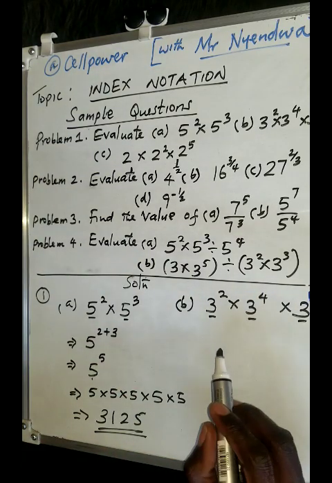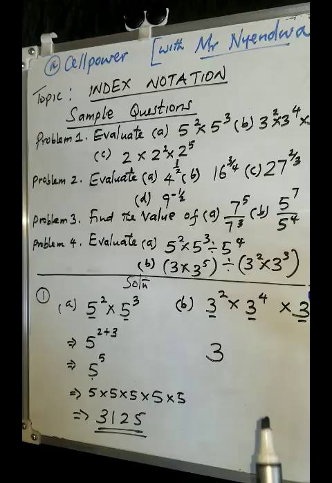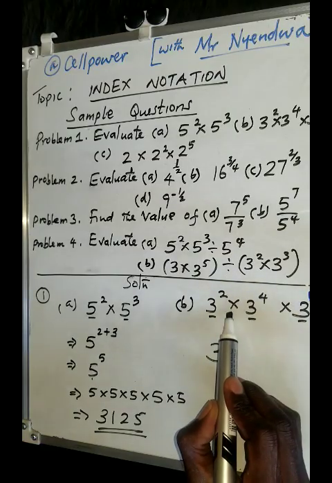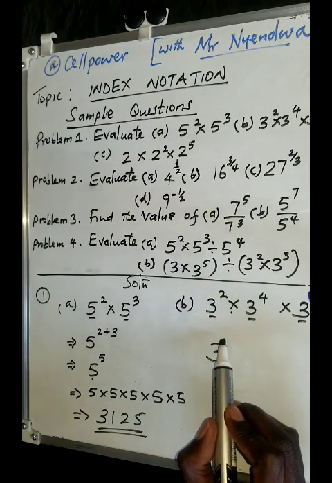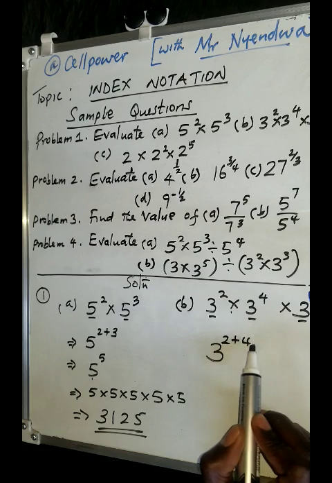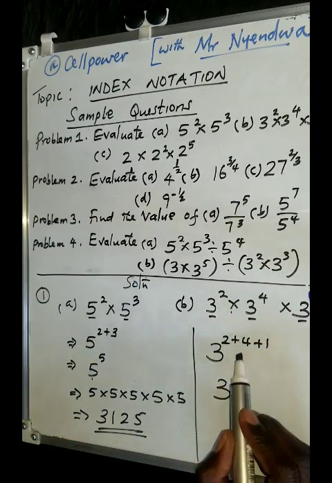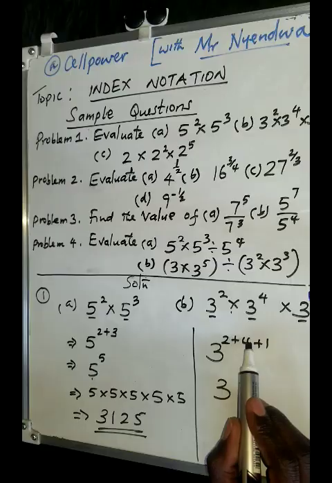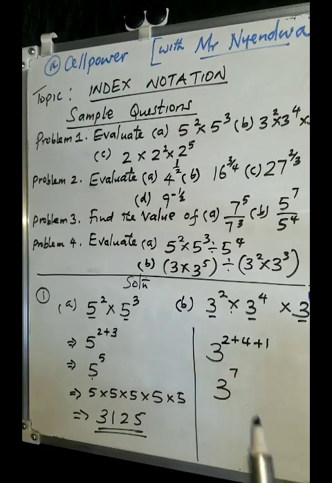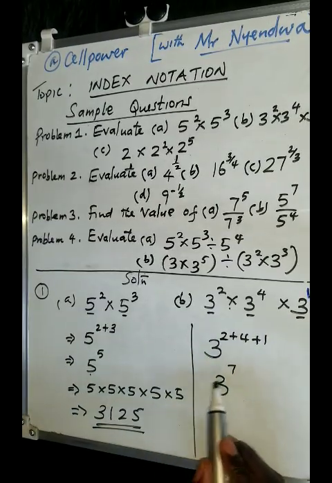So because the bases are the same, you can simply take the base. Then what do you do to the power? Because you're multiplying, you simply add them. So it will be 2 plus 4 plus a 1 there. So it will be 3 raised to 2 plus 4, that's a 6, plus 1, that will be to the power 7. Of course, you can work out that.